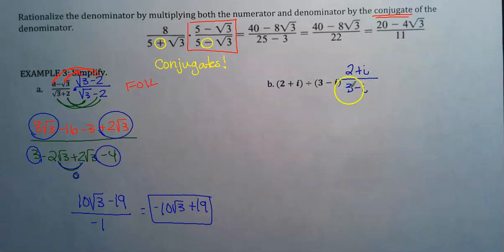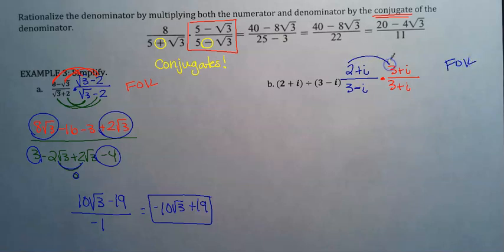This is a binomial. I have two terms. I have 3 and I have negative I. So I'm going to multiply by the conjugate of 3 plus I. If you remember yesterday doing this, we didn't have binomial terms. We just had monomials. So we could just multiply by the I to get rid of it. But here, because it's a binomial, it's two terms separated by an addition or subtraction sign, we have to multiply by the conjugate. And again, we're going to FOIL when we do this.